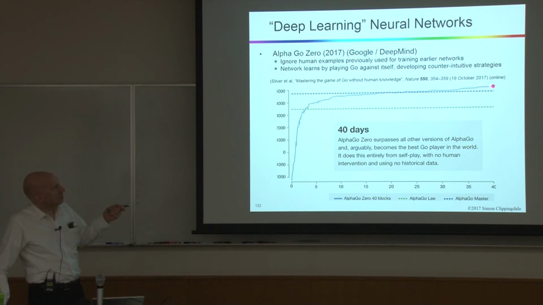This is the online version of Nature. I don't know whether the paper one's out yet. But what they've done here is they've ignored human examples and found that if you ignore human examples, the machine actually does better, because it plays against itself, repeating over and over again, and learns strategies which wouldn't occur to humans, not even Go champions.